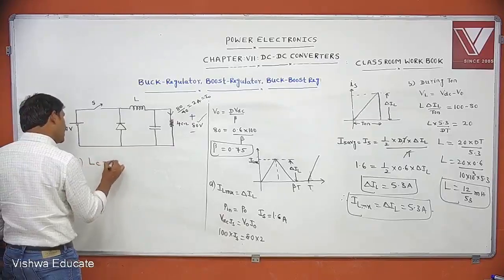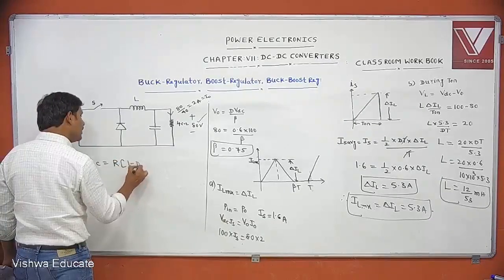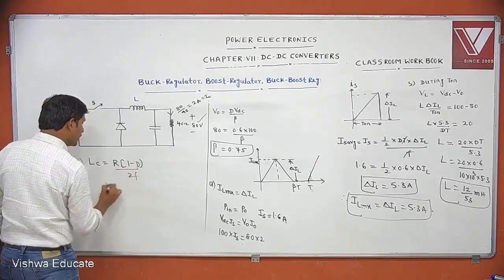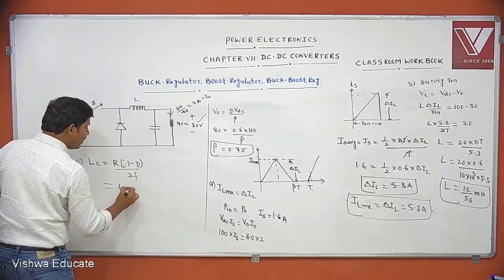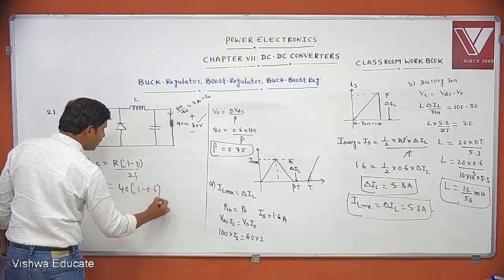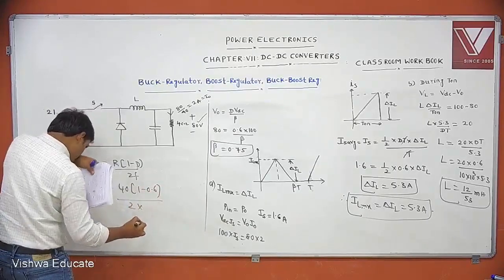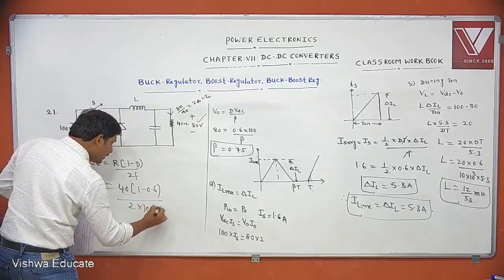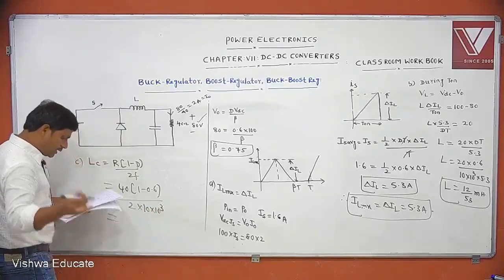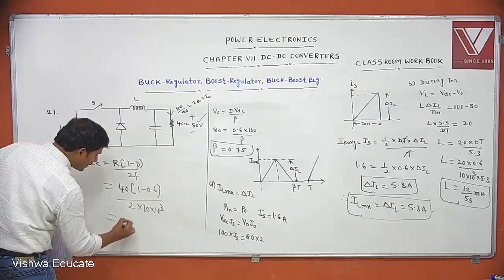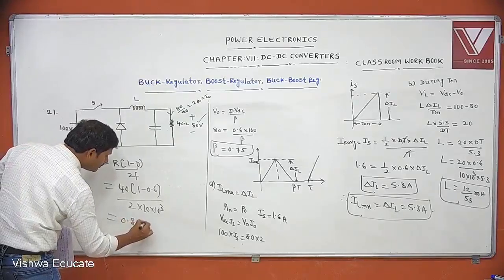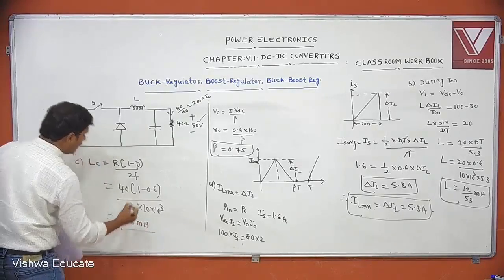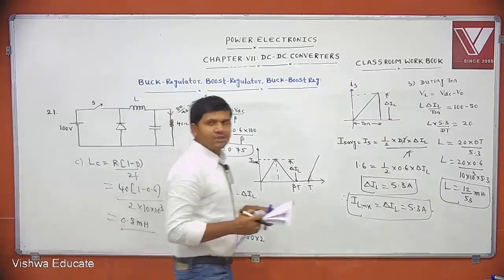What is the critical value of inductance? L critical equals R into 1 minus D by 2F. R is how much? 40. 1 minus 0.6 by 2 into frequency, how much is it given? 10 kilohertz. Then you solve this one. How much can we get? 0.8 millihenry. Actual inductance is how much we are getting?